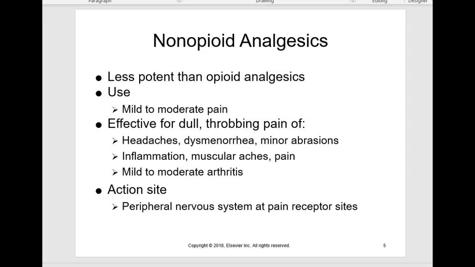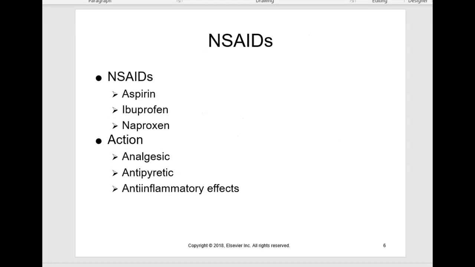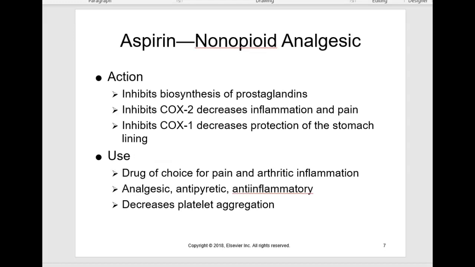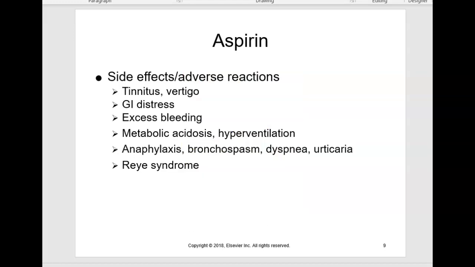Non-opioid analgesics are less potent than opioid analgesics. They're used to treat mild to moderate pain. They can be effective for dull and throbbing pain of headaches, dysmenorrhea, minor abrasions, inflammation, muscle aches, pain, and mild to moderate arthritis. They work on the peripheral nervous system at pain receptor sites. NSAIDs are a type of non-opioid analgesic, and we're not going to lecture over NSAIDs because we have already covered those.